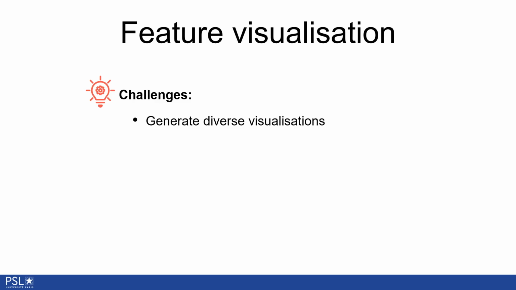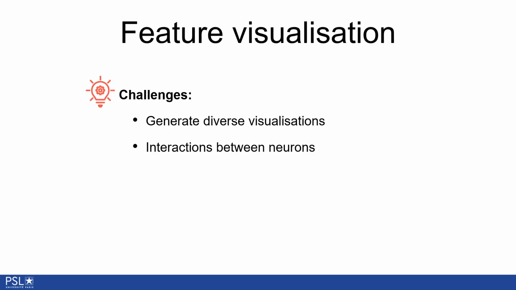The first challenge is to generate diverse visualizations. I told you that the feature visualization generates local maxima for the activation of a neuron or a channel. But potentially there can be many such maxima, so it might be important to sample a variety of them. The second challenge is that this approach really focuses on individual neurons or channels. However, in general, the neurons in a neural network interact and are correlated, so the question is how to take these interactions into account.